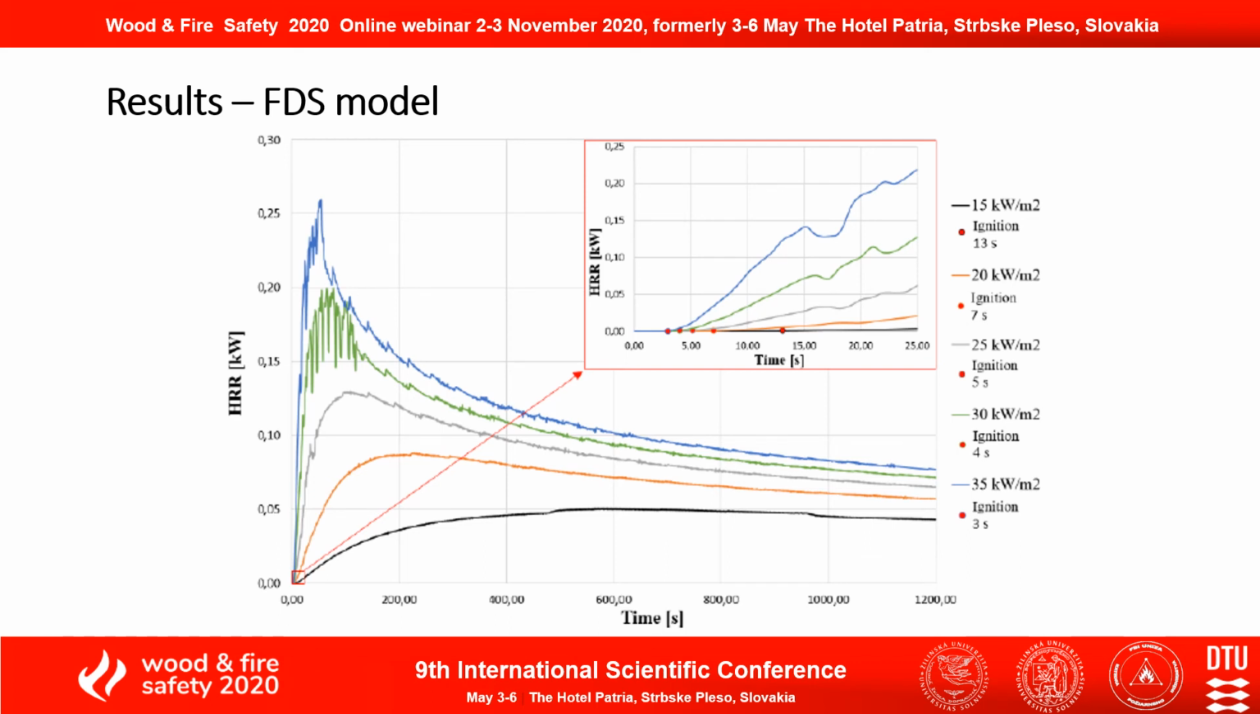The point where the HRR curve starts to rise from zero value represents the ignition time of the sample. That is why a zoomed-in side is provided also in the figure. The zoomed part of the figure shows the beginning of the measurement, displaying the first 25 seconds, where it is easy to determine the time of ignition points for all scenarios, which vary from 3 to 30 seconds.